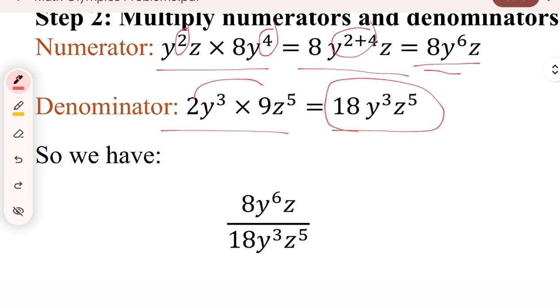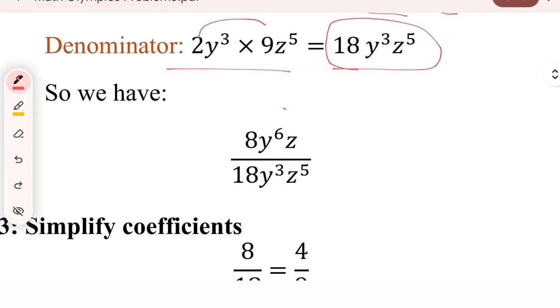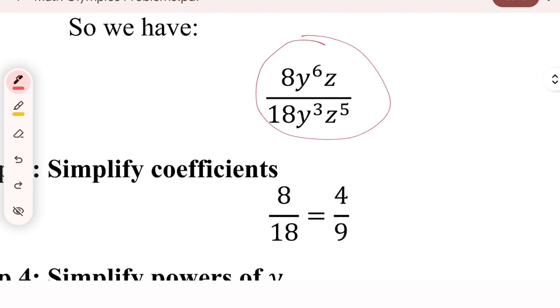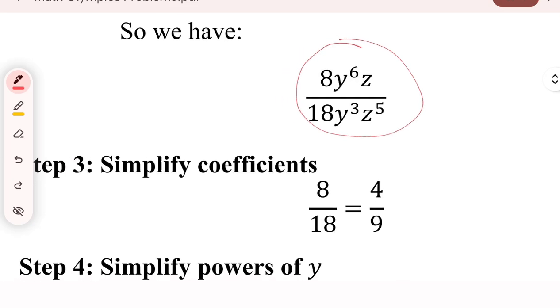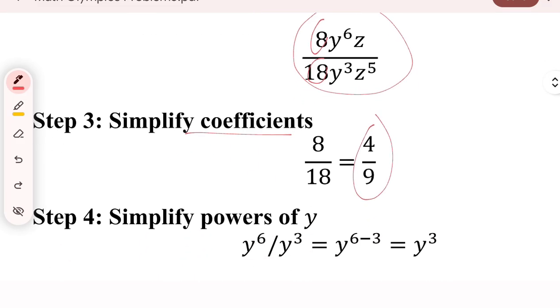Now let's put them back together again. So we have here our simplified numerator and denominator. Let us see what we can do. Here, we can simplify the coefficients. We have 8 and 18. We can simplify that into 4/9. What else can we do?